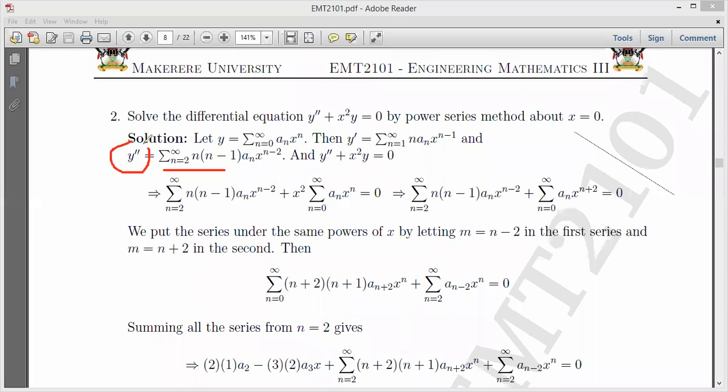Why? The second derivative brings in this term. If we maintain the n which was here, you have n into n minus 1. This n minus 1 would make this whole expression vanish at n equal to 1, so we move from n equal to 2.